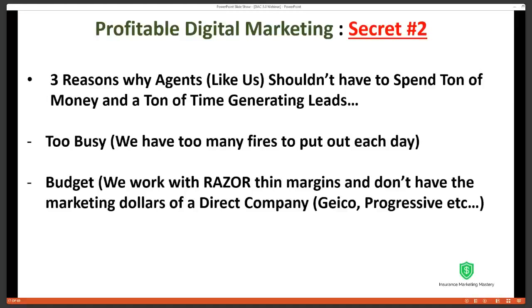But most of us are working with razor thin margins. That's what people don't understand about our industry. Yes, you can make a ton of money as an insurance agent, but trust me, it doesn't start out like that. And it doesn't even continue like that unless you get the right processes in place. The reality is when it comes to marketing dollars, we can't touch direct companies, right? We can't touch a Geico, a Progressive, an Esurance. We can't do anything about them. They're just going to outspend us.